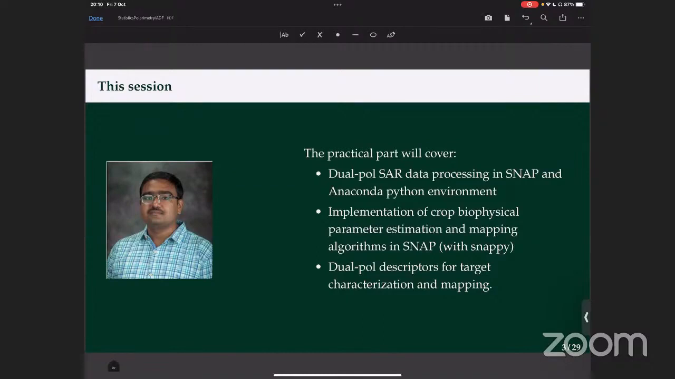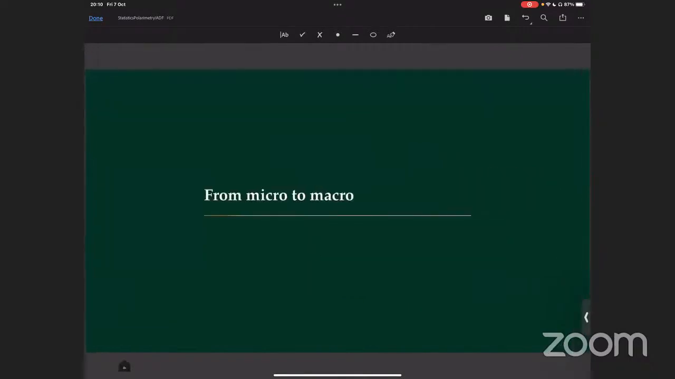And he will discuss the use of a package that allows you to estimate biophysical parameters from crops. Okay, and he will conclude with dual pole descriptors. Okay, so let's begin.